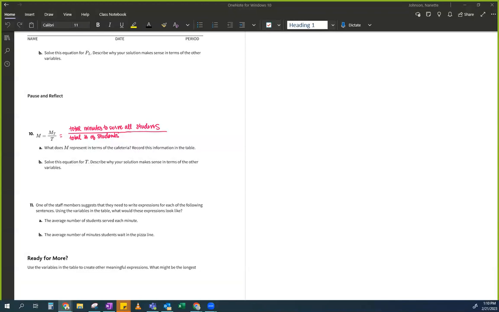So what would this be equal to? Why would someone divide the total minutes to serve all students by the total number of students? What are they getting here? So let's pretend, how long do you think it takes to serve all the students? Pretend.